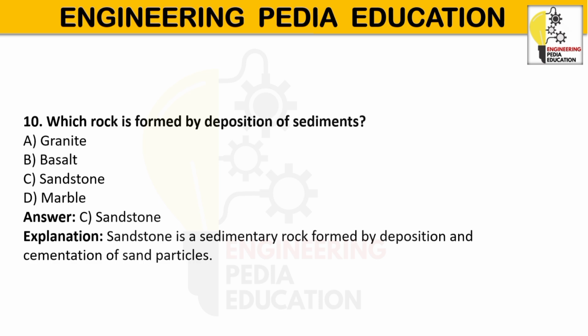cementation of sand particles. Sedimentary rocks are formed by the deposition and compaction of cemented sediments: sand, silt, clay, gravel and organic matter. The formation process is weathering, erosion, transportation, deposition, compaction and cementation, which forms sedimentary rock. Characteristics: usually found in layers, that is strata, may contain fossils, and comparatively softer than igneous and metamorphic rock. Examples are sandstone, limestone and shale.